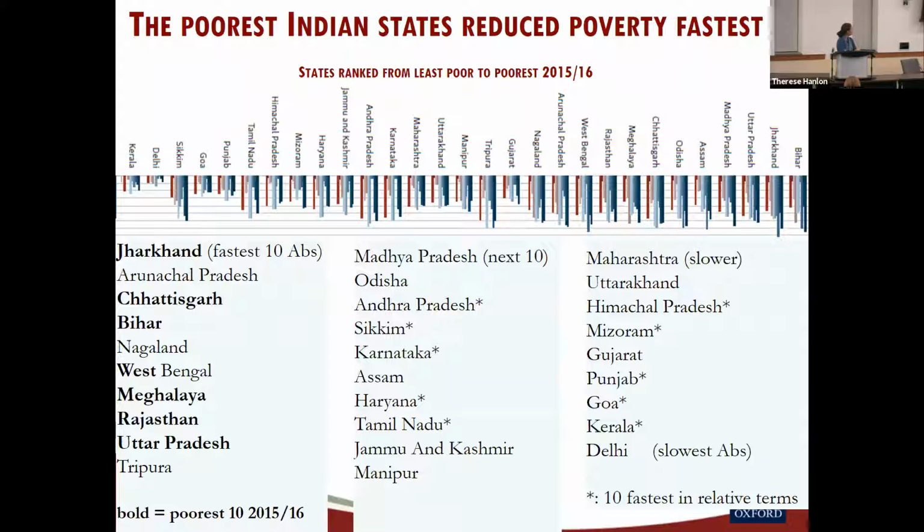I also wanted to give a shout out for some of the less poor states. For example, Jharkhand was the fastest progress, then Chhattisgarh, Bihar, West Meghalaya, Rajasthan, Uttar Pradesh. These were among the poorest 10, and they reduced poverty the fastest. But also you have to remember that this is in absolute terms. And so a state like Kerala had very low levels of poverty of about 12%. Well, it got it down by 92%. So the relative change in Kerala was the highest of all the states of India. And so it's interesting to look at both relative and absolute change, which of course we do in academic work.